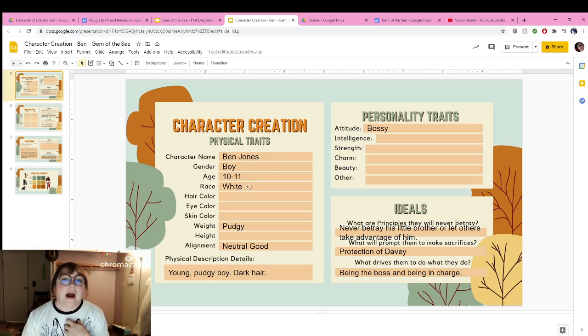Race, I would not let anybody else see this, but for my own notes, I would write down a siren because she is a siren. But I don't want to reveal that secret to my readers. So my readers won't see my character sheet.